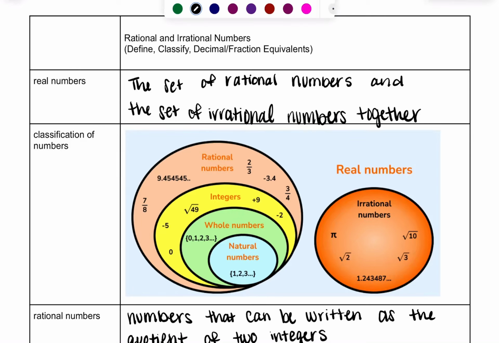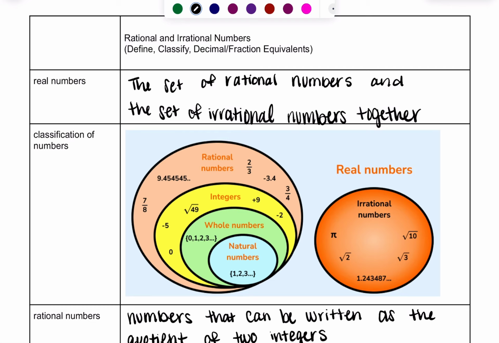So today we are going to do rational and irrational numbers. We are going to classify them and talk about how to determine whether a number is rational or irrational, and then also talk about how to convert those fractions into decimals. Now, this is just a quick review over what you guys have done before.